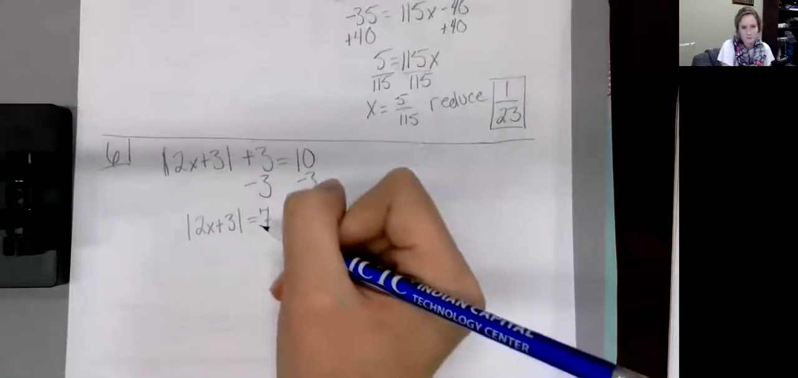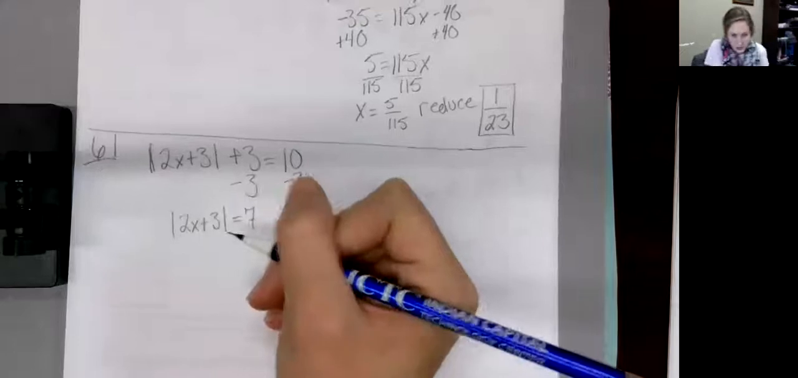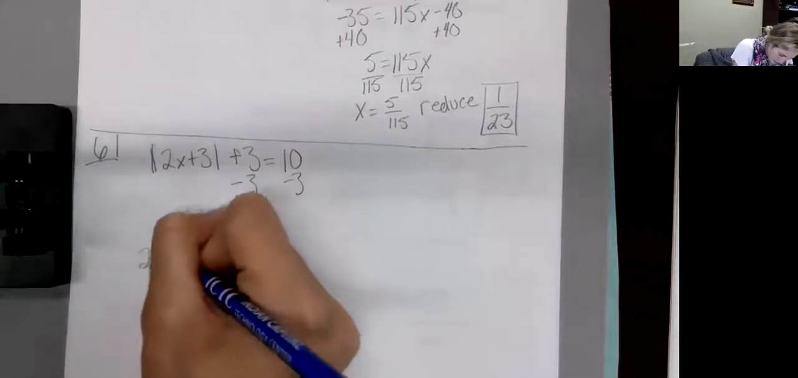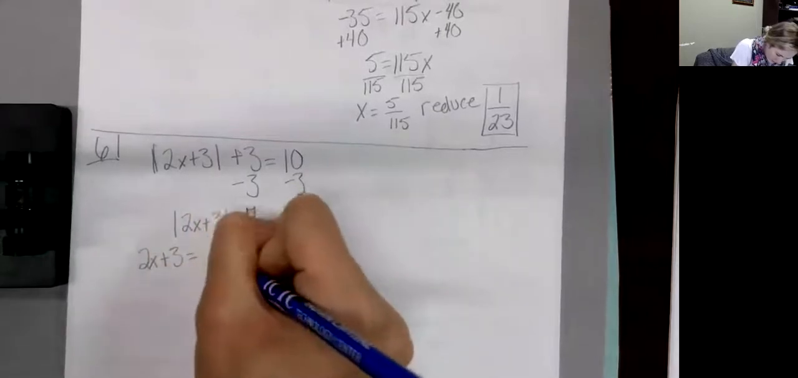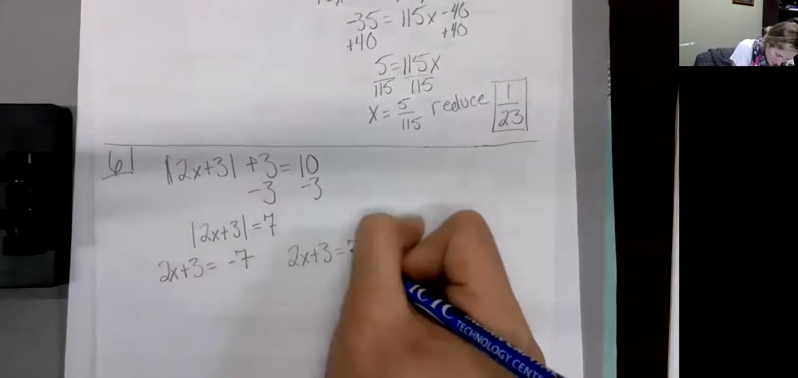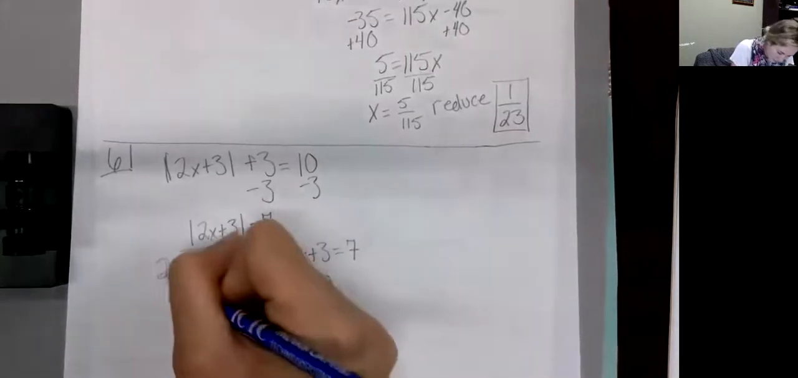equals 7. Now then, since it's just the absolute value equals 7, we're going to have 2x plus 3 equals negative 7, and 2x plus 3 equals positive 7. And then we'd solve both.